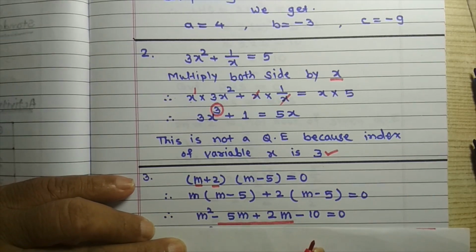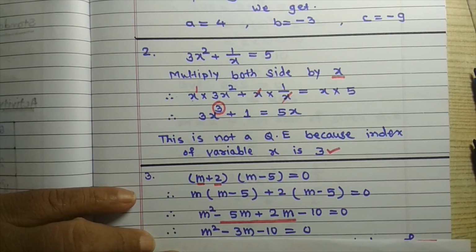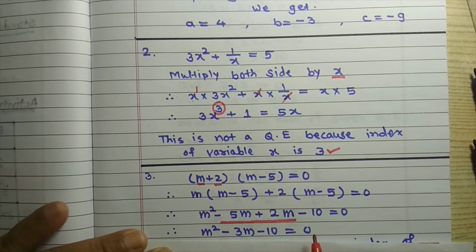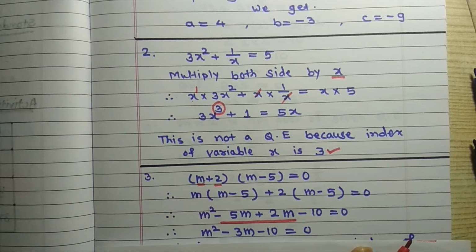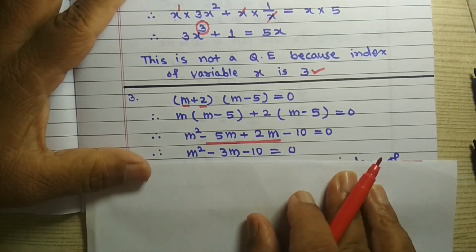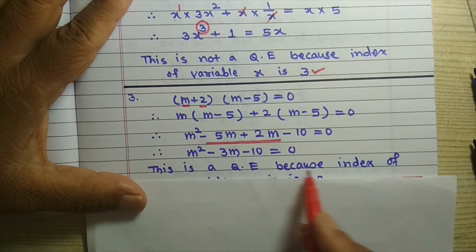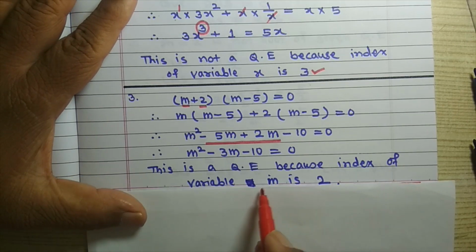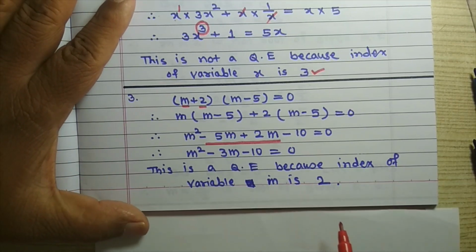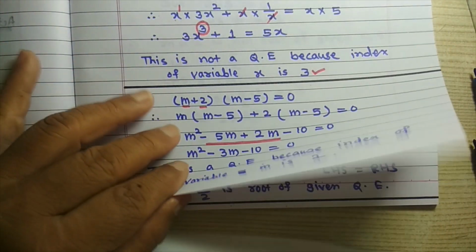Okay, the maximum sign will be minus, therefore we write that sign and find the difference between these two. The difference will be 3, so the term is minus 3m, minus 10 is equal to 0. Now we have to compare that one with the standard form. This is a quadratic equation because the maximum index here is 2. Now we compare that equation with the standard form and finally find the values of a, b and c.